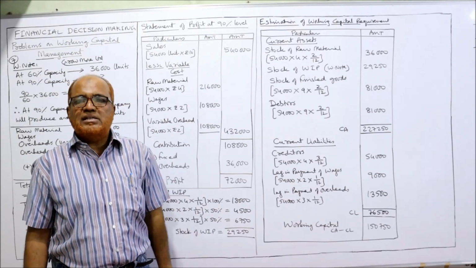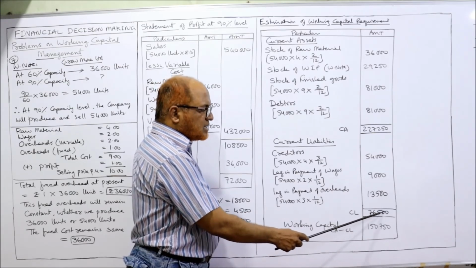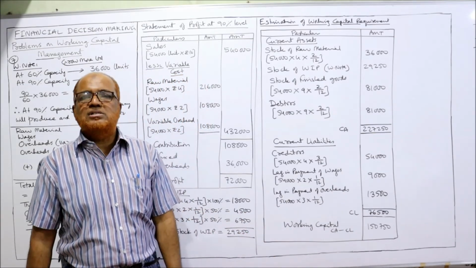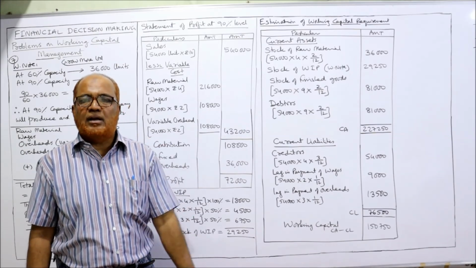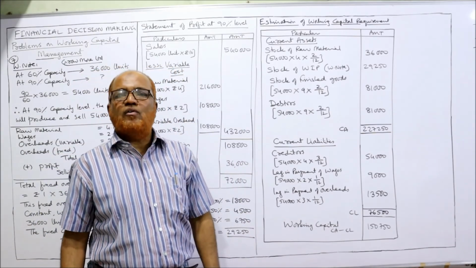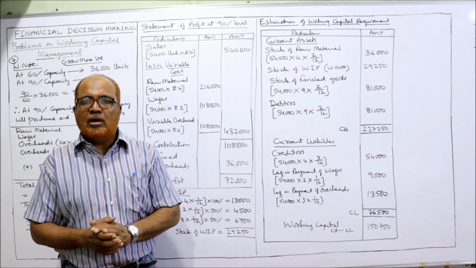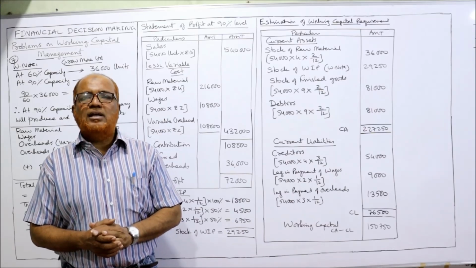The working capital is CA minus CL, 2,27,250 minus 76,500, 1,50,750 is the working capital required. This is the end of problem number 7. So far 7 problems we have completed on working capital. Inshallah, we will continue the next problem in the next video.